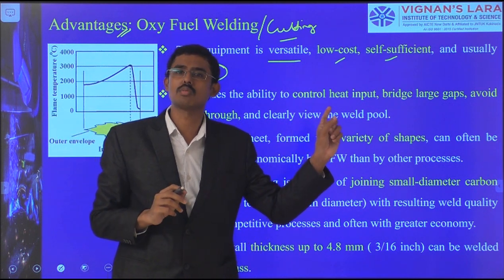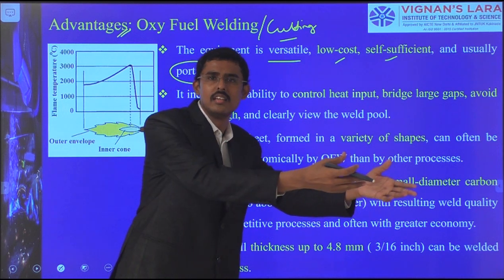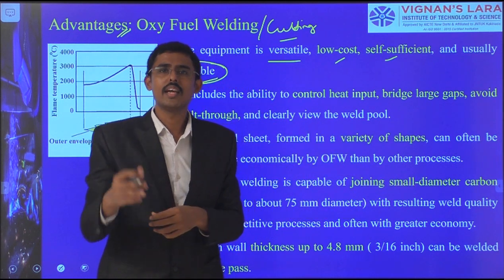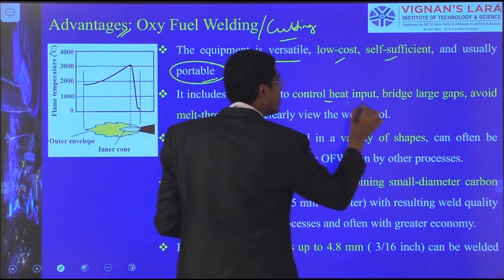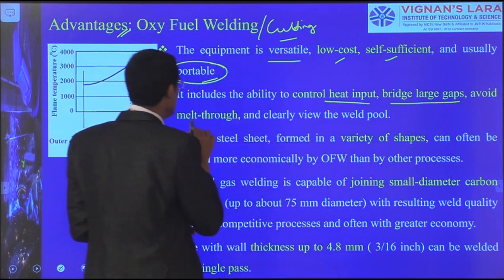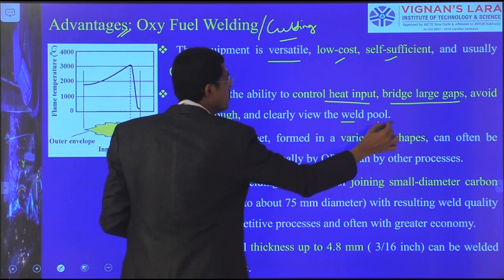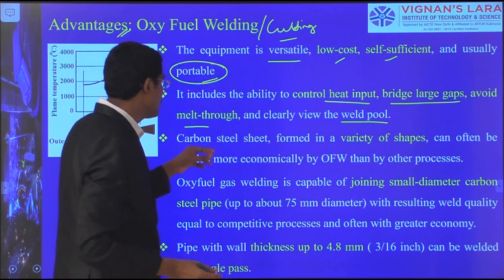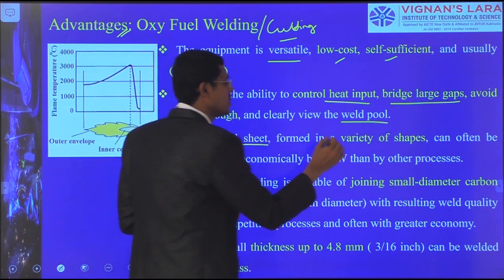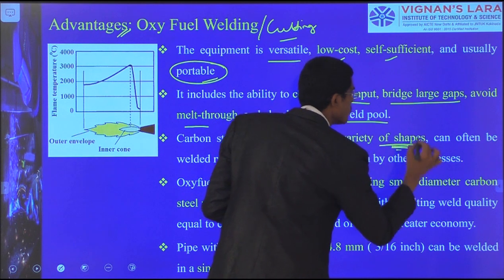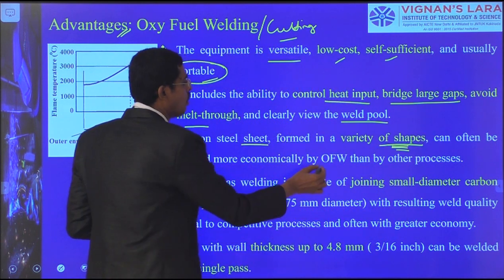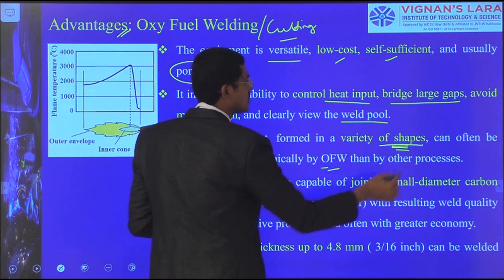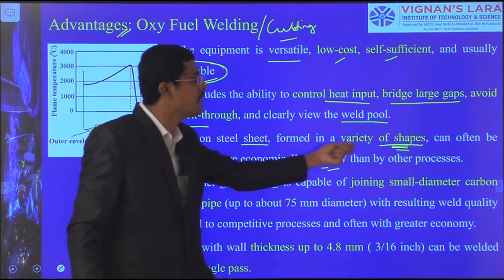We have seen the image also. So it can be easily taken over to any portable places. It includes the ability to control heat input and bridging large gaps, avoid melt through and clearly view in the weld pools. Carbon steel sheets formed in the variety of shapes and can often be welded more economically by the oxyfuel welding than with the others. So it is telling various shapes can be welded.